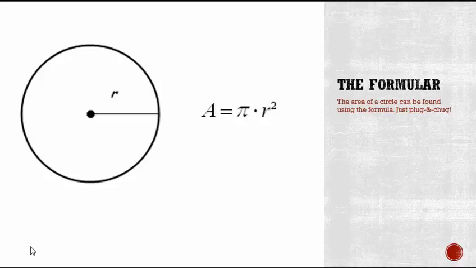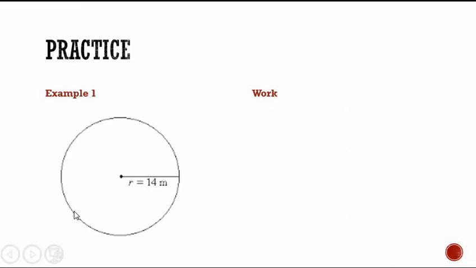So we're just going to take the radius and plug and chug. Now I say plug and chug, it's a term used by a lot of people. It just simply means take your information, plug it in, and work it out. So, with our first example, we're given a circle with a radius of 14 meters.